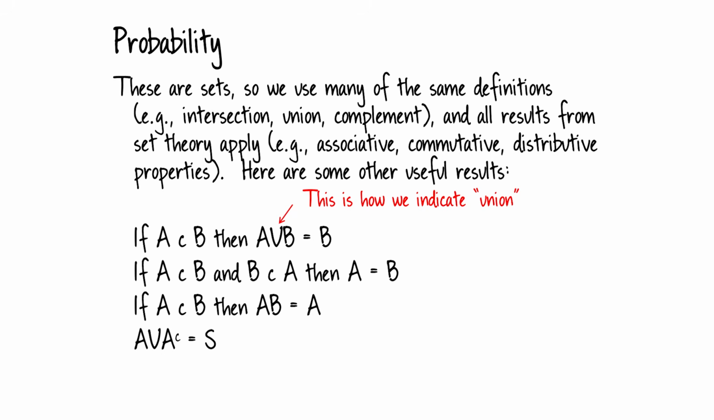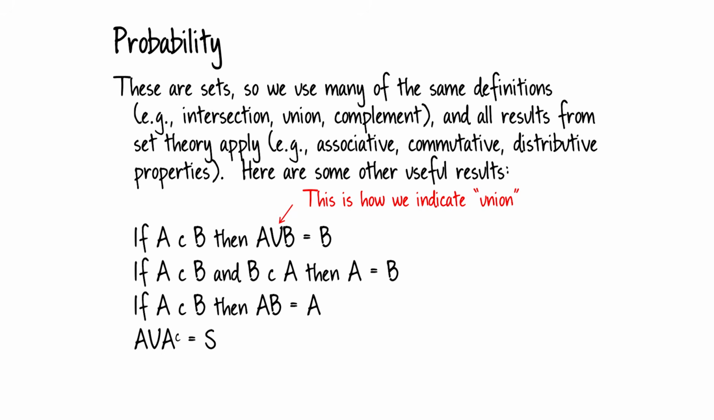Okay? The second useful result: if A is contained in B and B is contained in A, then the events A and B are equal. Okay? And if A is contained in B, then AB is equal to A.